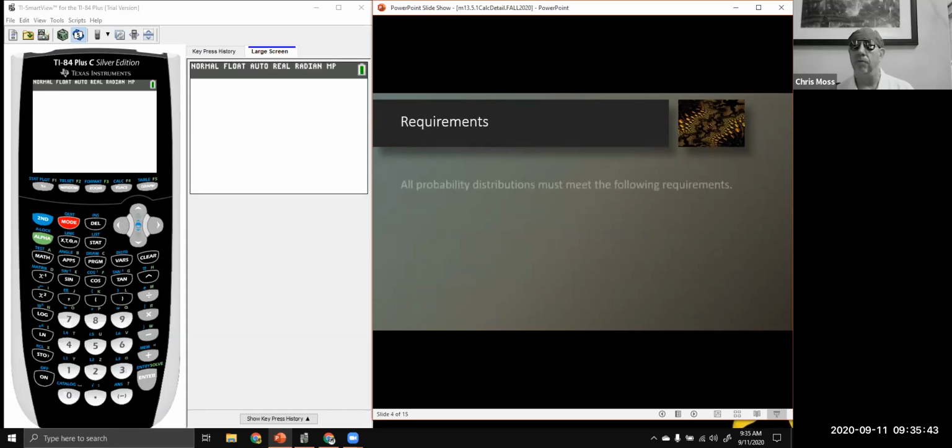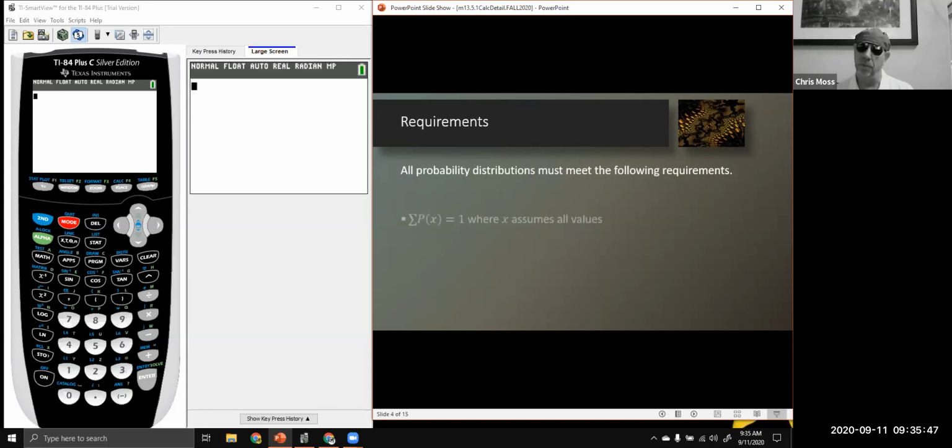There are requirements. Every probability distribution has 2 requirements. If I sum up all the probabilities, it must equal 1 or unity, as we like to say in the math world. Also, each probability has to fall between 0 on the low end and 1 on the high end, inclusive. It can be 0, it can be 1, it can be anything in between. It can't be bigger than 1, it can't be smaller than 0. That won't fly. They're not probabilities here.